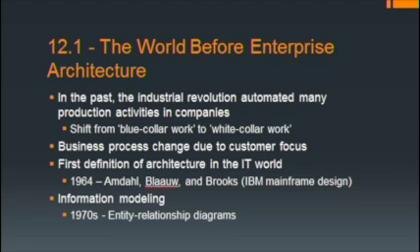In the past, the Industrial Revolution automated many production activities in companies. There was a shift from blue-collar work to white-collar work. So essentially, they moved from manual labor to more managerial. With white-collar work, you couldn't improve the performance by simply automating it. Improving performance required working smarter by introducing new information technology hand in hand with the new business process ideas.